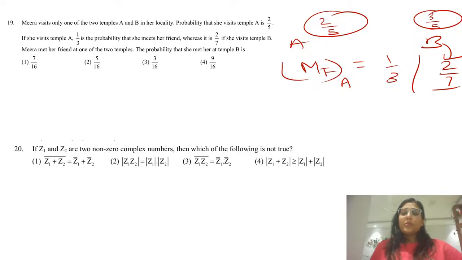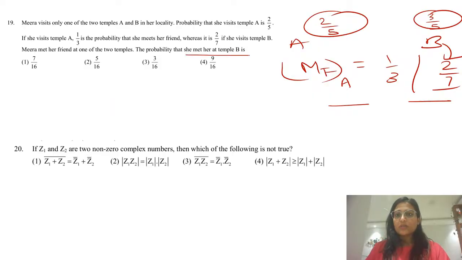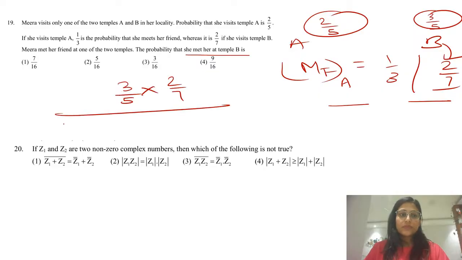So probability of meeting her friend at the temple A is 1 by 3 and at the temple B is 2 by 7. Mira meets her friend at one of the two temples. The probability that she meets her at the temple B. Okay, it means the same way. Like, suppose this is your house and school. Three ways are there, correct? So it's based on the Bayes theorem. The Bayes theorem condition is given that she meets her at the temple B. So probability of B divided by total probability. So first of all, probability of visiting the temple B is 3 by 5 and 2 by 7, divided by 3 by 5 into 2 by 7 plus 2 by 5 into 1 by 3. That is what the Bayes theorem is.